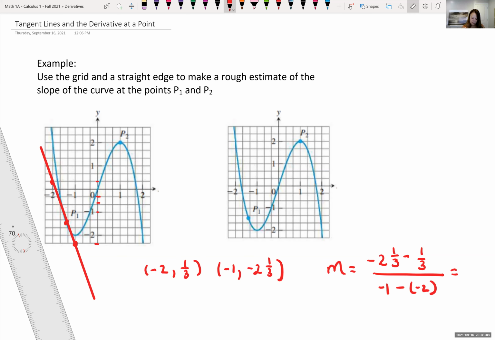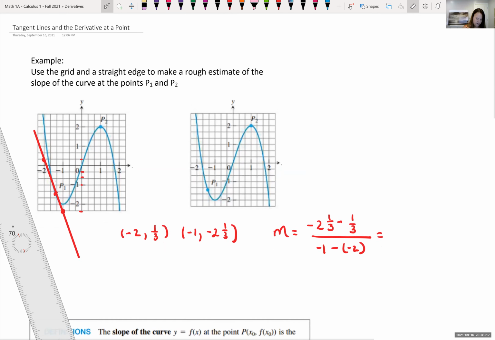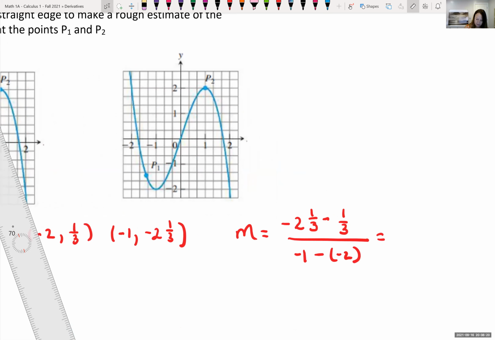So -2 and 1/3, let's rewrite that as an improper fraction. That is -3 times 2 is 6 plus the 1. So this is -7/3 minus 1/3. All over, and minus a negative, so really it's plus in here. So you have -1 plus 2, which is just 1. So -7/3 minus 1/3, that's -8/3 over 1 is -8/3.